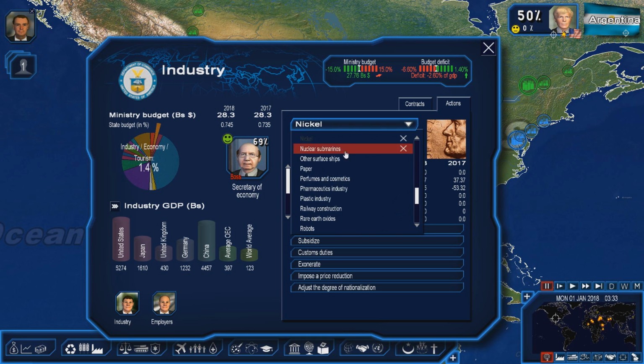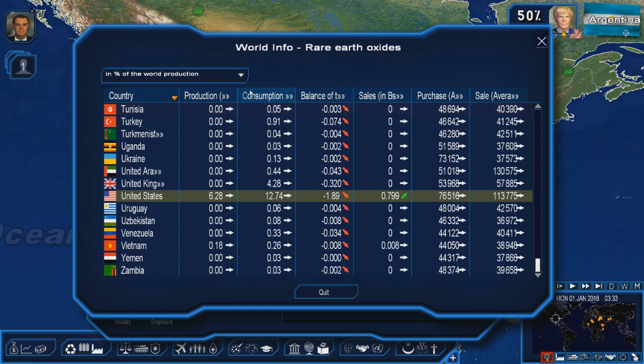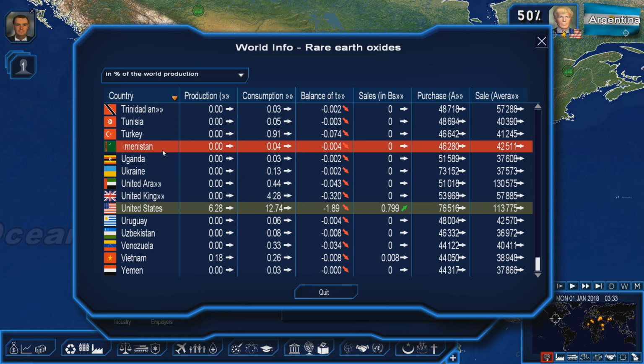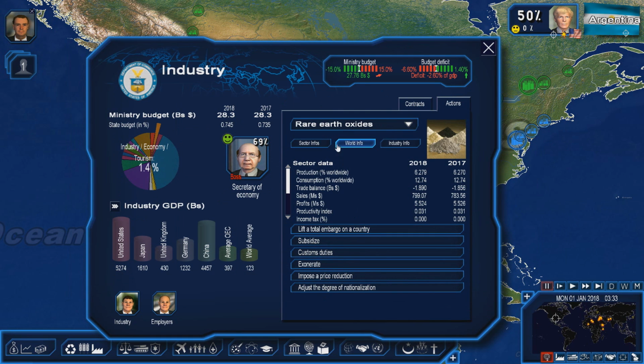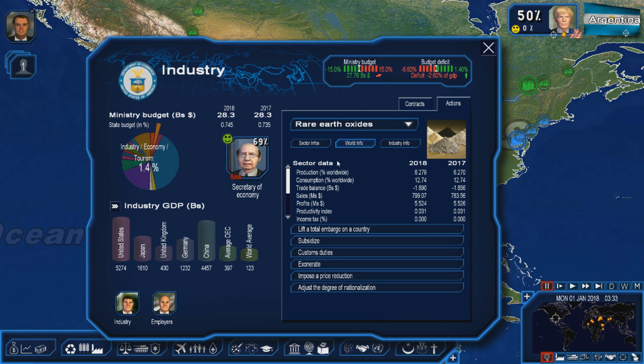nickel. Nickel is another one. Rare earth oxides, like for countries such as, I don't know, Iran, China, maybe. You can come over here to World Info. Countries such as the United Kingdom, United Arab Emirates, Ukraine, Uganda, Turkmenistan, they do not have production of it, so they cannot produce rare earth oxides. However, countries who do produce it can expand on it, but you will end up using those resources in the future, I believe.